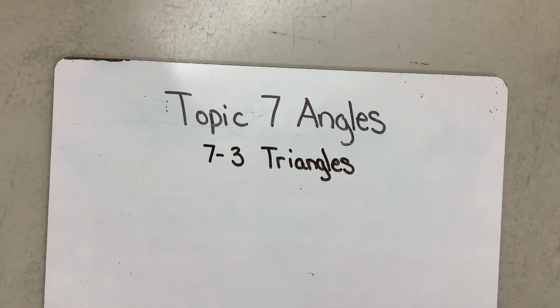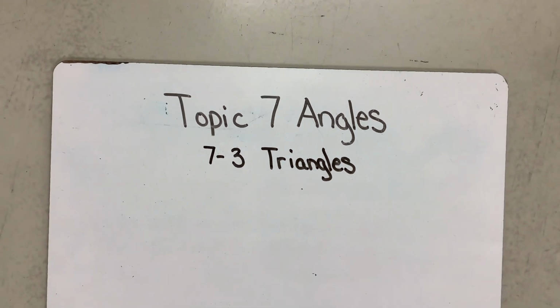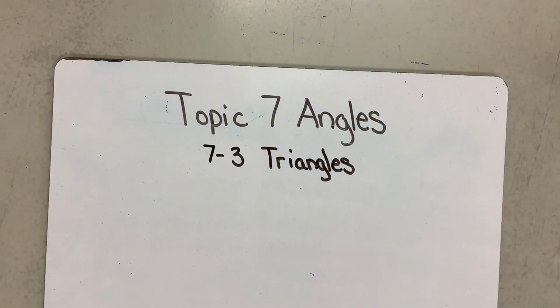This section is 7-3, and this is about triangles. It's going to look at the actual angles in triangles. We're going to be able to figure them out, and we're going to revisit naming triangles. This has been a 5th grade standard, and so we're going to revisit it once again.